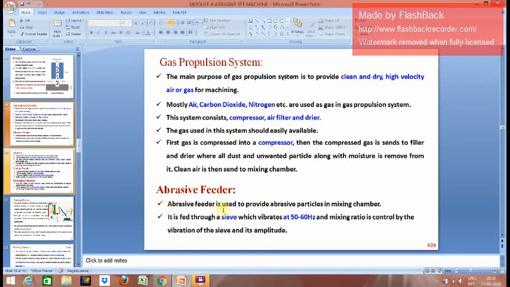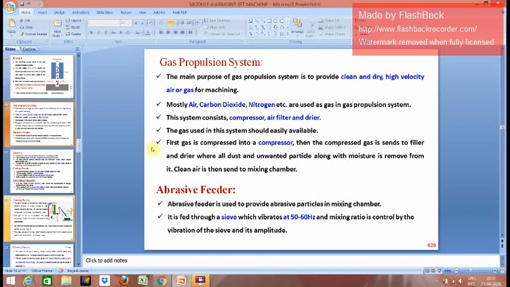Next, abrasive feeder. The abrasive feeder is used to provide the abrasive particles in the mixing chamber. It is fed through a sieve which vibrates at 50 to 60 Hz, and the mixing ratio is controlled by the vibration of the sieve and its amplitude. So over here, this abrasive feeder's main work is to provide the abrasive particles in the mixing chamber.